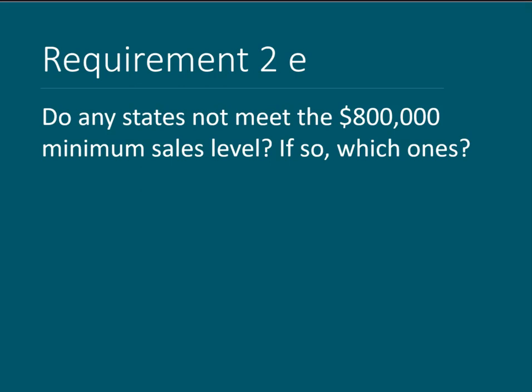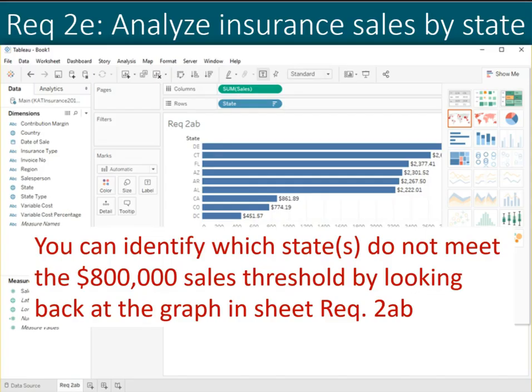Requirement 2E asks if any states do not meet the minimum sales level of $800,000. To answer this question, you can review the information you prepared in Requirement 2AB. In the tutorial, none of the states meet the requirement because you are only using 24 lines of data. When you complete the project, you will see that only a few states do not meet the minimum requirement.